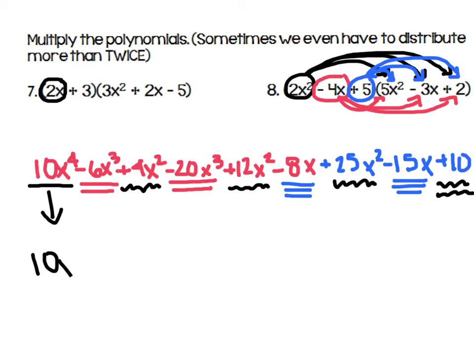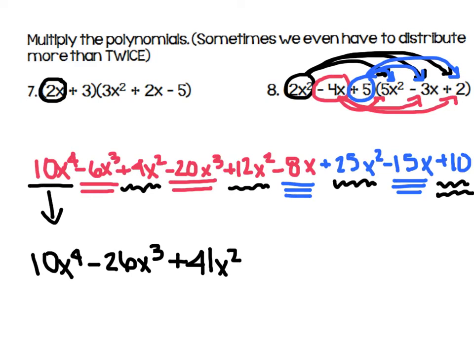So we get 10x to the 4th, and let's combine our like terms. Negative 6x cubed plus negative 20x cubed would give us negative 26x cubed. All right, now the next one. The 4x squared plus 12x squared, well, that's 16x squared. And 16x squared plus the 25x squared would give us positive 41x squared.